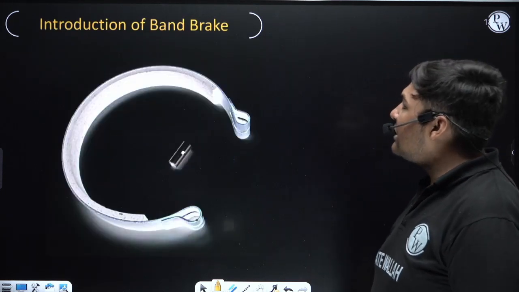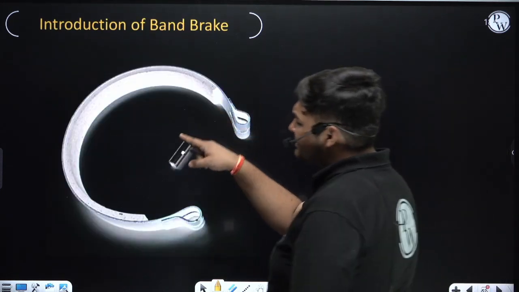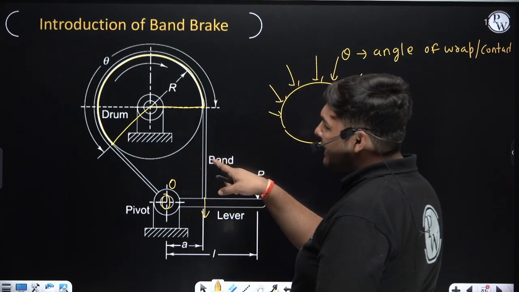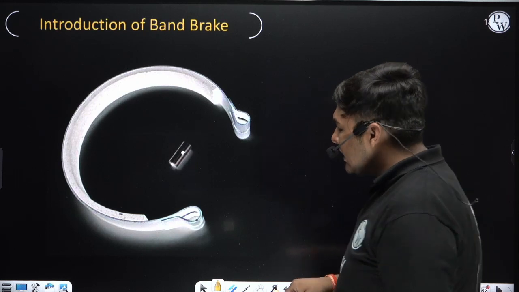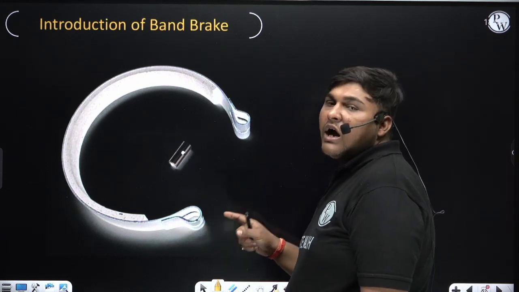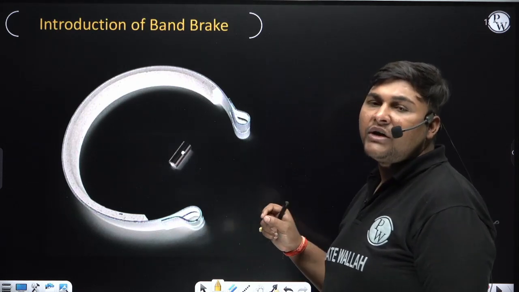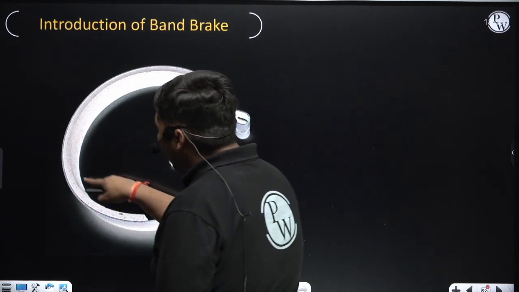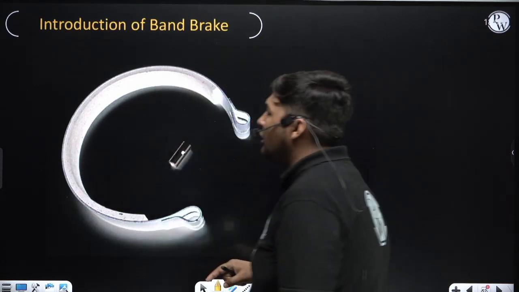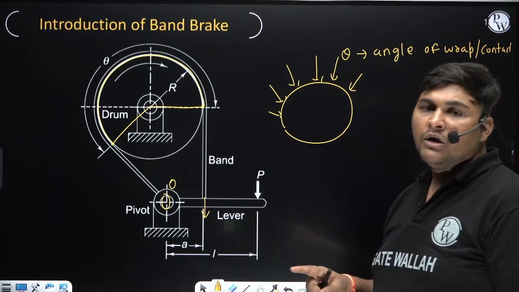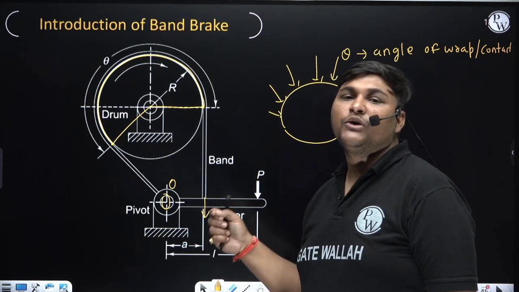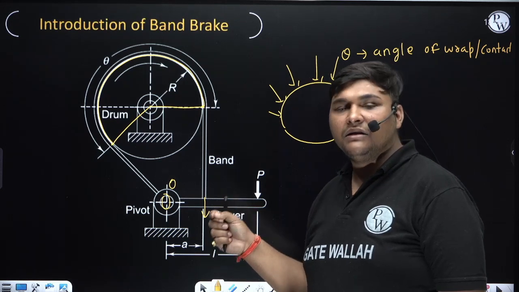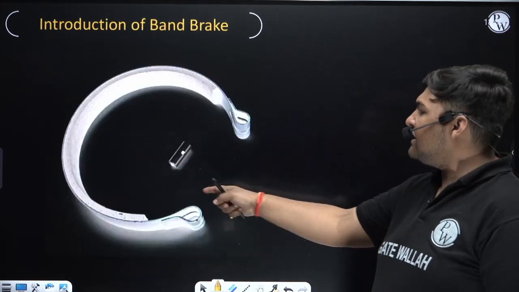Now, okay, this is a general band. This is one of the diagrams or images of a band which we use generally in band brake. Here, in the portion of the band which is making contact with the drum, we will attach a friction lining, because to get more braking torque we want high friction. For that we need to ensure a high coefficient of friction, so we need to attach a friction lining to the band. Friction lining is nothing but part of the band.